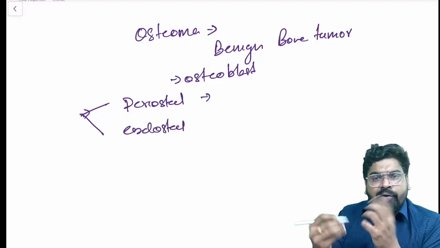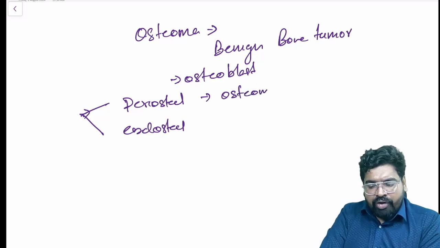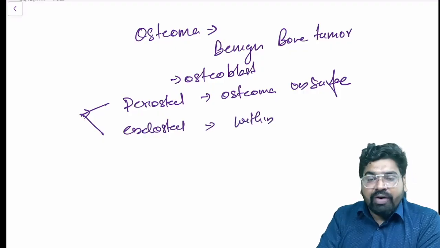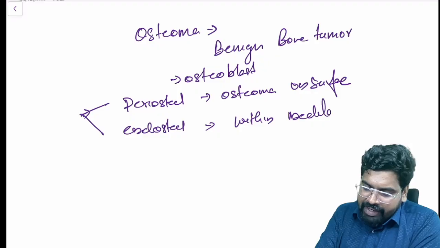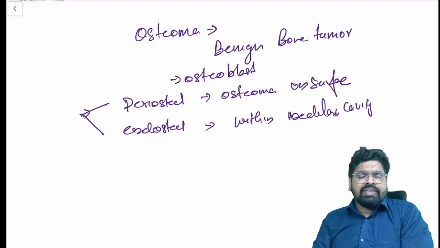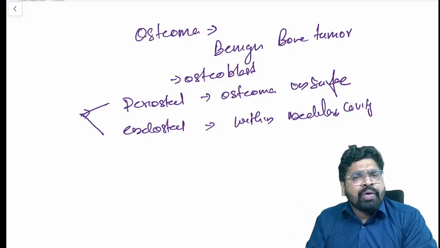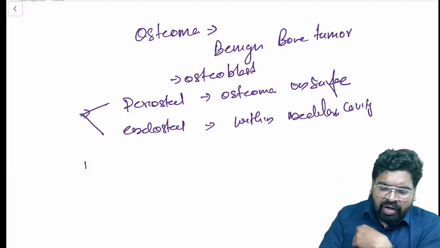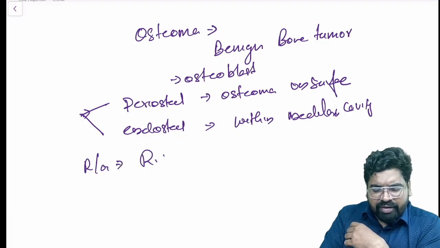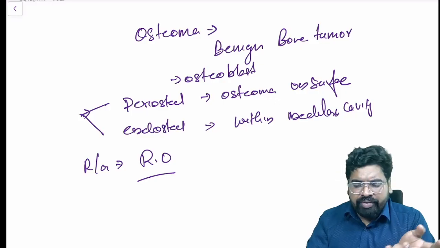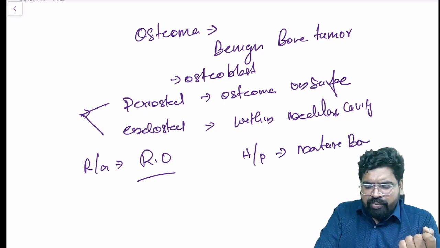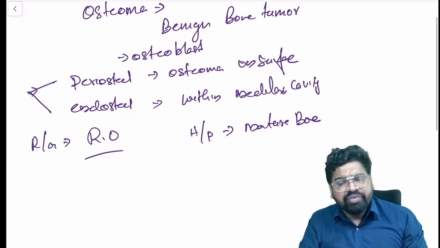Periosteal means the osteoma comes on the surface of bone. And if the osteoma comes within the medullary cavity, then we call it endosteal. An osteoma comprises nothing but mature bone tissue. In the radiograph, you see radiopacity, nothing else. In histopathology, you just see simple mature bone and a lot of osteoblasts. So this is what you see in an osteoma.